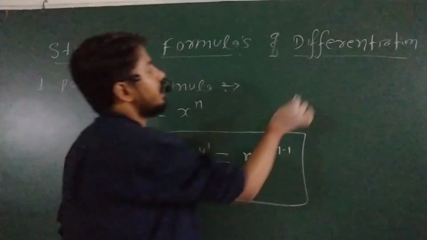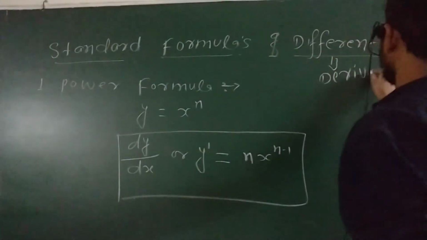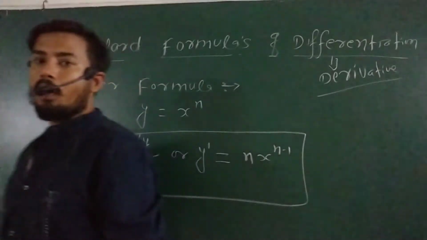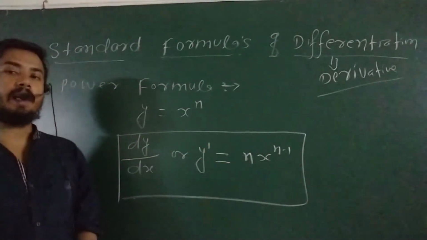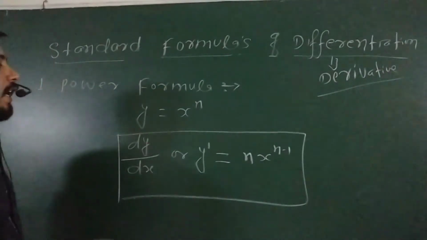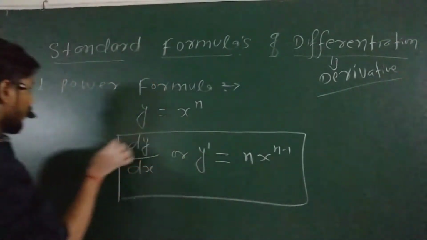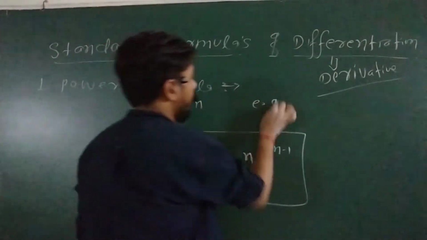My dear, differentiation is also called derivative. Integration is called antiderivative. So this is a simple formula of differentiation: n into x power n minus 1. Just see some examples.